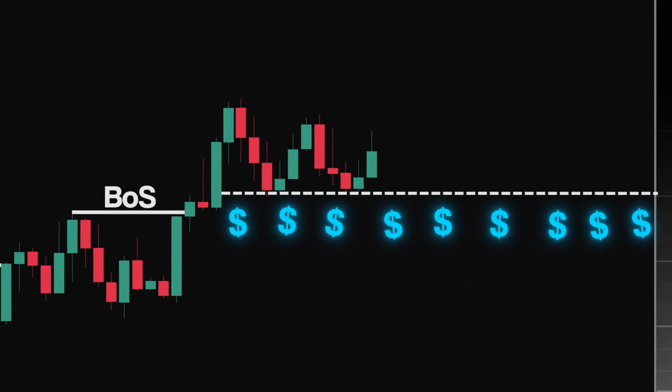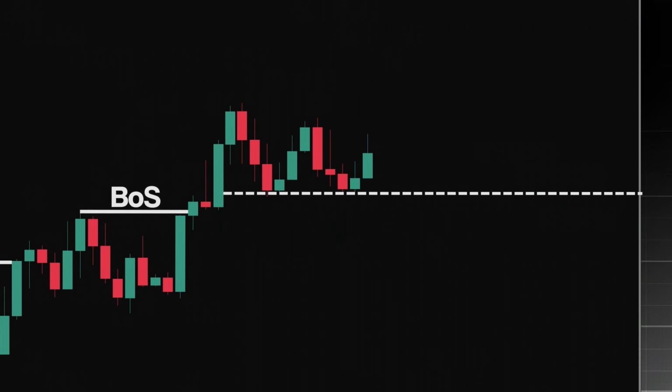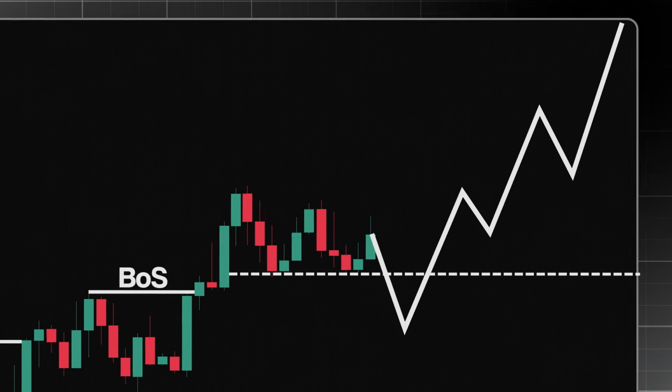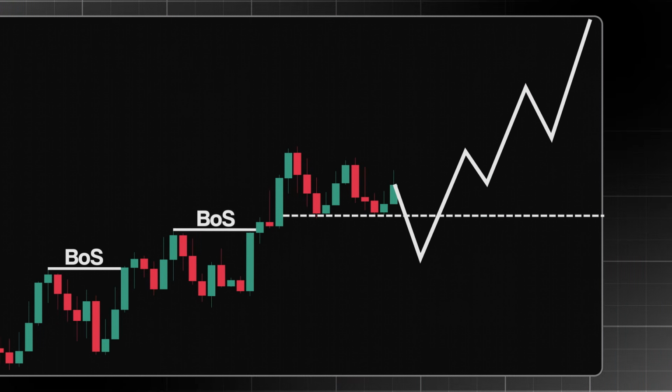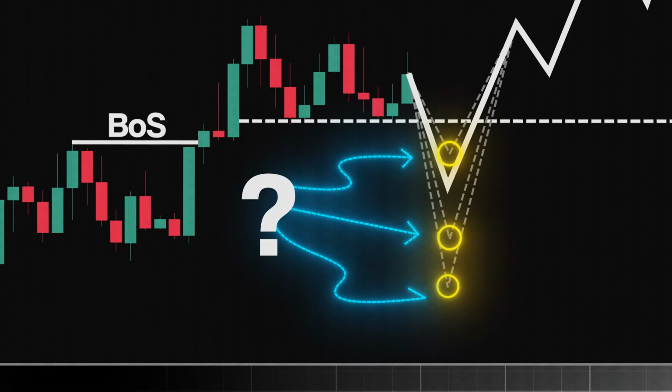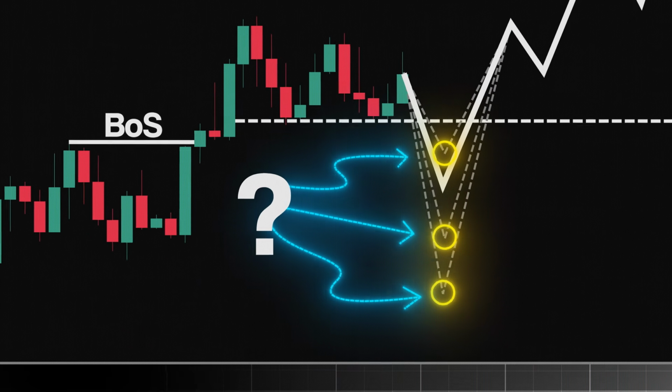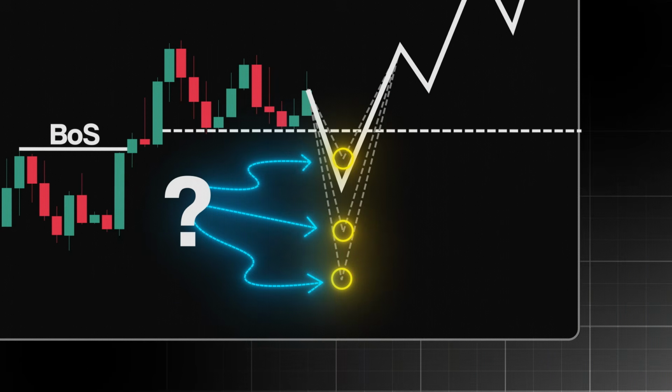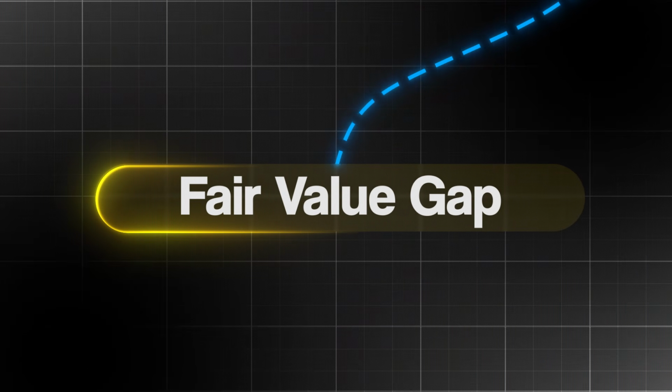And because liquidity attracts price, there is a high probability that price will eventually move toward it and sweep it. At this point, a logical question appears. How far is price most likely to move before the reversal happens? Where exactly should we look for entries? And this brings us to the third step, the fair value gap, also known as FVG.